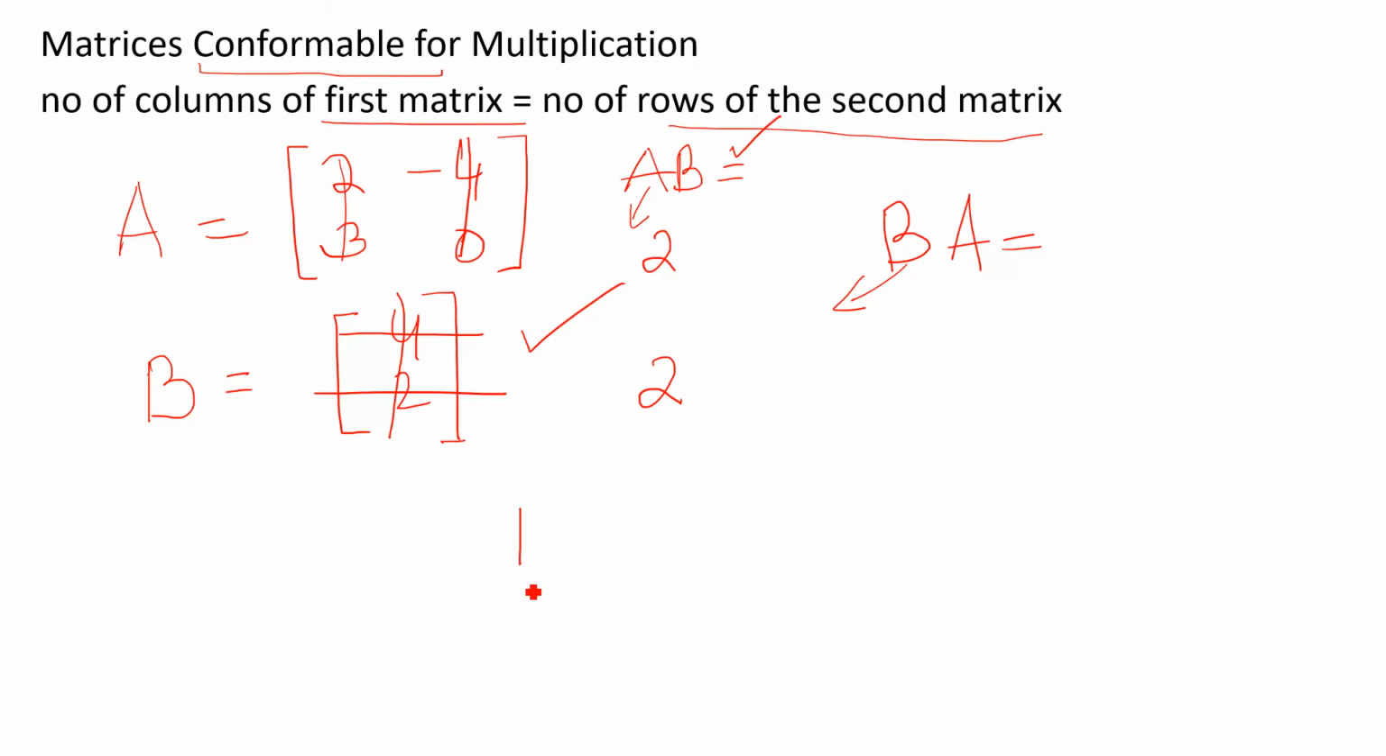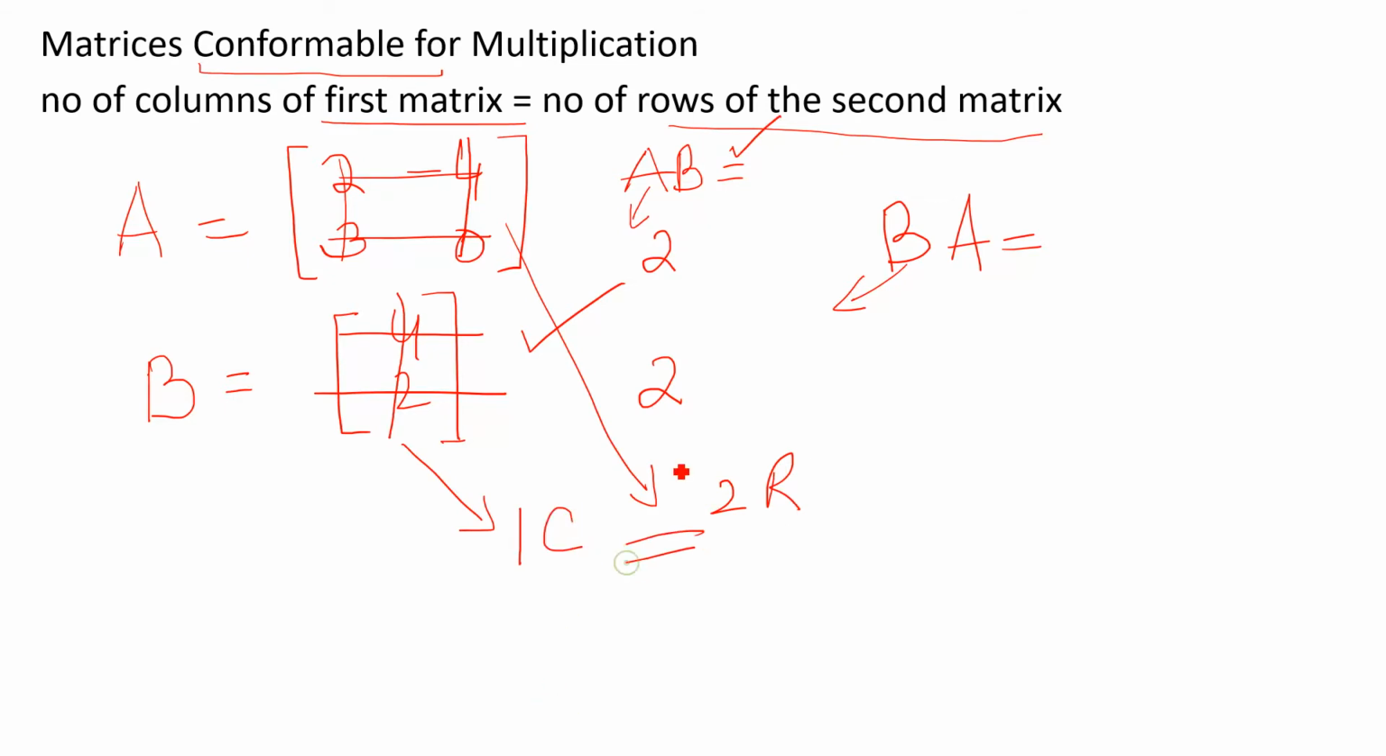I will write down here. Then is A, number of rows of the second matrix. So in case of B, A is the second matrix. In case of A, B is the second matrix. So here in this case, B and A, there are two rows, number of rows. B has one column and A has two rows. R for rows, C for column.